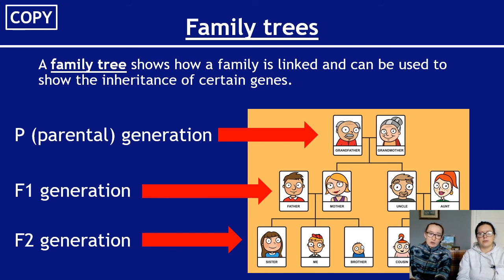Second generation always F1, third generation always F2. So it doesn't matter if it's grandparents, great-grandparents, whatever. The other thing that's always important to note is please remember that, so like in this example, in the F1 generation, the person labelled father and the person labelled aunt are not genetically related to grandfather and grandmother. They are married in.